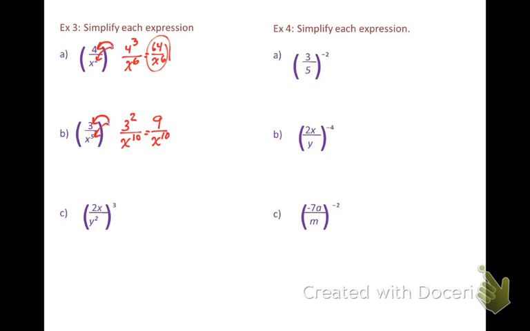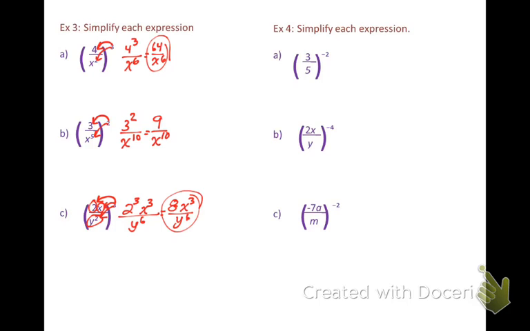All right, so C is a little different. We have a 2, an x, and a y squared. So you're going to distribute it to all 3 of those. So the cube is going to go to the 2, so it's 2 cubed. Then you distribute it to the x, so that's x cubed, over y to the 6th. Now I have to find out what 2 cubed is. 2 cubed is 8, x cubed, y to the 6th. And there's your answer.